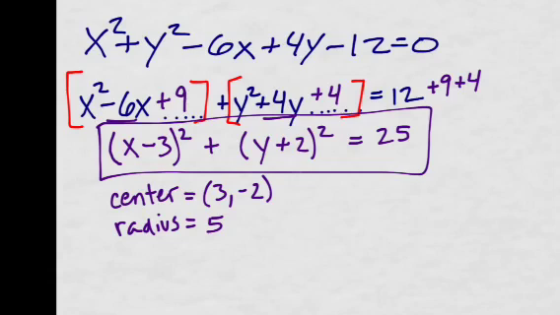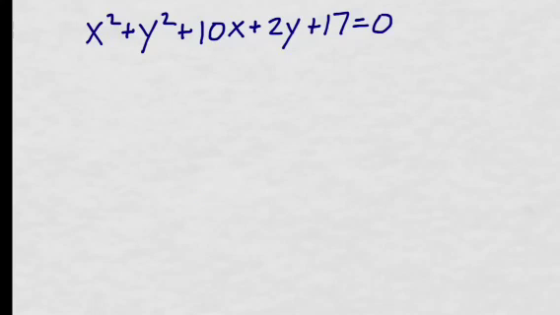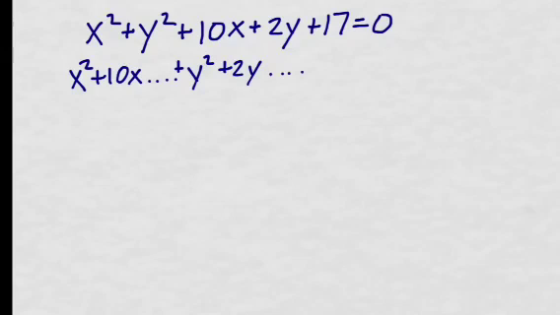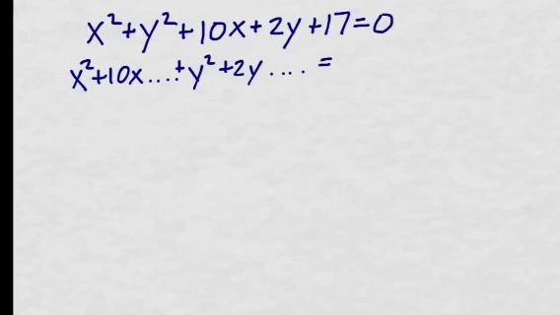Let's try another one. Alright, now I advise you to hit pause and try this yourself. It's the exact same type of problem. Try it yourself and then hit play and see how I do it. Alright, so we're going to do x squared plus 10x. I'm gathering my x terms together. Leave a little bit of space. y squared plus 2y. Leave a little space. Add the negative 17 to both sides.